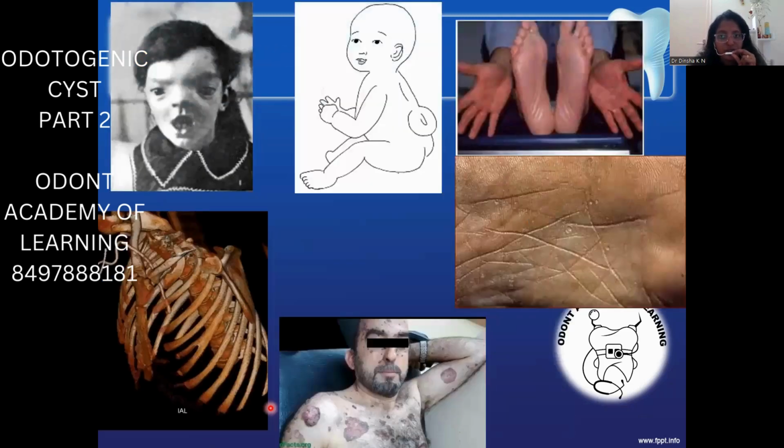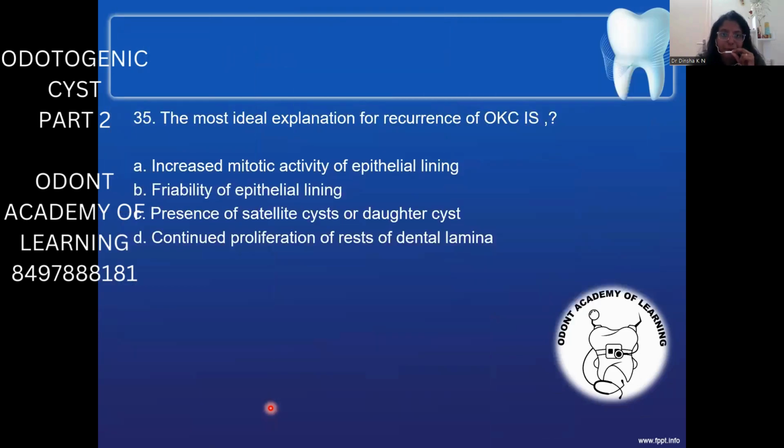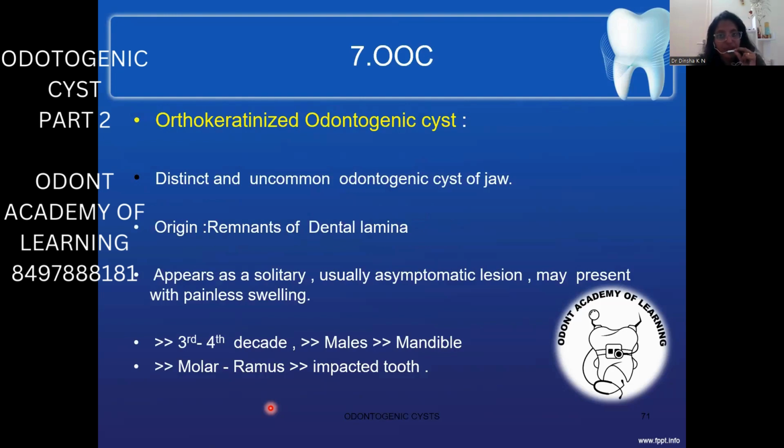These are a few other pictures. So we shall do one question regarding this OKC. The question is: the most ideal explanation for the recurrence of OKC is increased mitotic activity of epithelial lining, friability of epithelial lining, presence of satellite cyst or daughter cyst, or continued proliferation of rest of dental lamina. Among the options, the most ideal one, or the one more favorable for the recurrence, is the continued proliferation of rest of dental lamina.